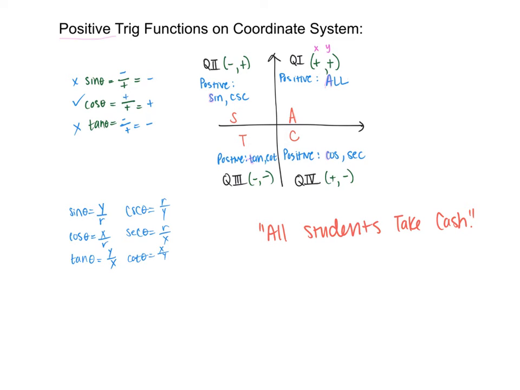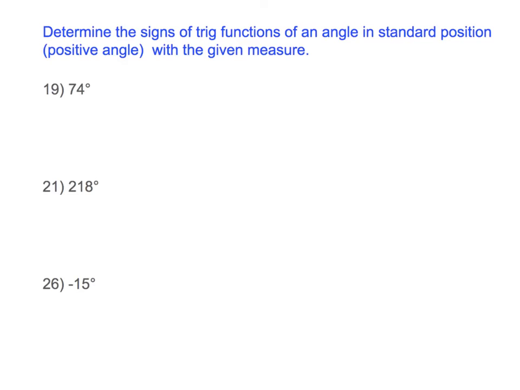Okay, now let's apply this. On this one here in the homework problems, it says determine the signs of the trig functions of an angle in standard position with the given measure. So what it wants you to do is first figure out, from this angle, what are the trig functions that are positive in that quadrant. So what I would do is probably just draw and figure out where this angle is at. In this case, this is 74 degrees. 74 degrees is between 0 and 90 degrees, right?